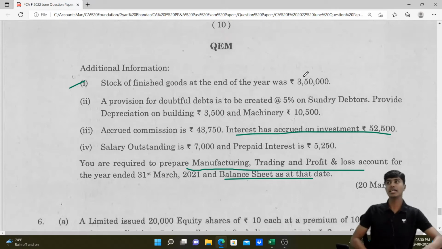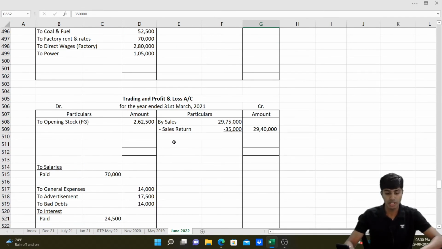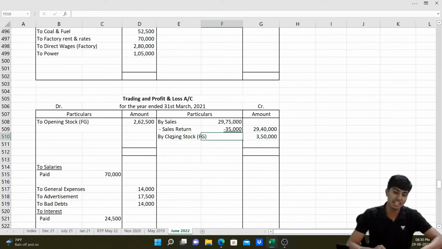One, in the trading account, I'll write on the credit side because it is finished goods stock. Second place is the balance sheet asset side. Let me write here stock of finished goods 3 lakh 50. Now come down to trading account. On the credit, I'll write by closing stock 3 lakh 50,000.